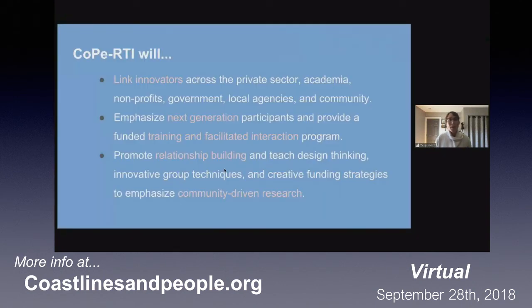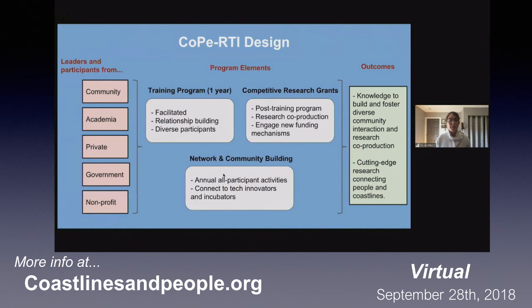So our incubator is going to link innovators across all of those broadening participation groups: academia, nonprofits, agencies, community stakeholders. And our programs are going to emphasize participation of next generation and early career folks so that they're getting training and facilitated interactions that are going to last throughout their career and teach them about relationship building, help to build those relationships, and teach them how to create and successfully bring to fruition community-driven research. The structure here will have funding so that leaders and participants from all of these different groups that you see on the left can participate.